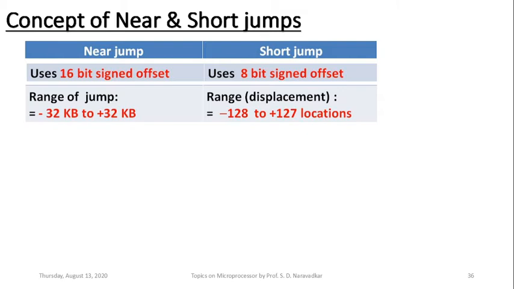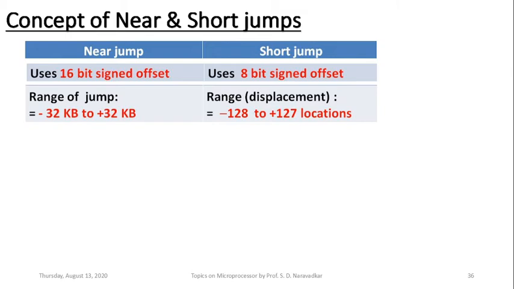Because of the 16-bit signed offset, the entire code segment will be covered within the near jump. The range of the corresponding jump will be from minus 32 kilobytes to plus 32 kilobytes. It is a signed offset, so it will cover both: some previous memory locations up to minus 32 kilobytes, and some ahead memory locations up to 32 kilobytes, covering the entire range of 64 kilobytes. So in case of a near jump, it covers the entire code segment of 64 kilobytes.